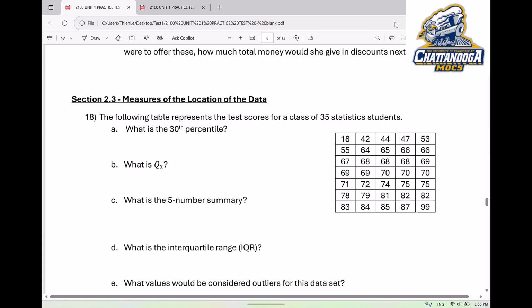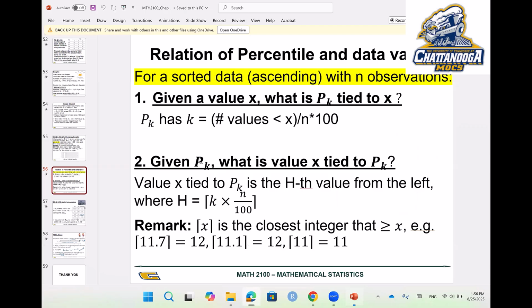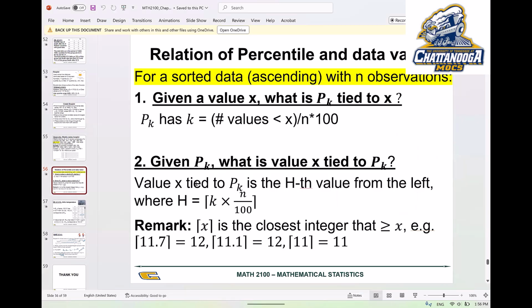So if you remember the formula at the end of chapter 2 on the percentile, right? We have a formula to find this value. It's basically just the h-th value from the left in ascending order, where h is calculated by scaling k times n observations and dividing by 100. So let me just quickly show you where it is, right? So given pk, what is the value x tied to k? So the value x tied to pk is the h-th value from the left, calculated in this fashion.